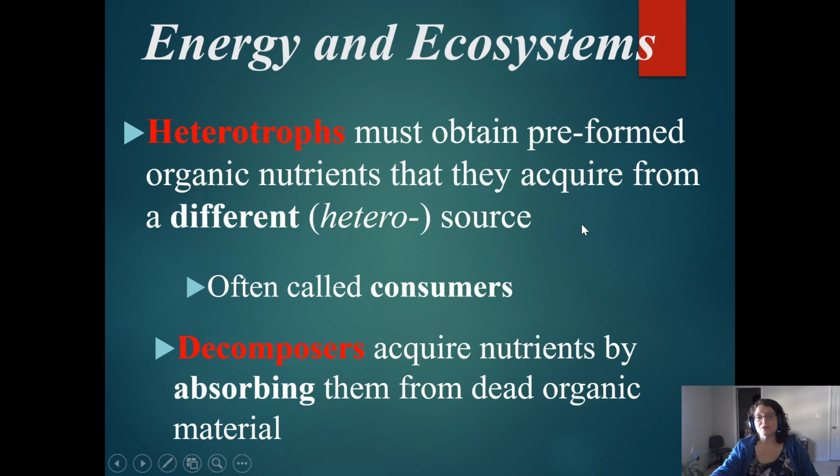Decomposers acquire nutrients by absorbing them from dead organic matter. Decomposers are heterotrophs as well, but decomposers, specifically, they only eat dead and dying things. They do not kill or harvest their own stuff.